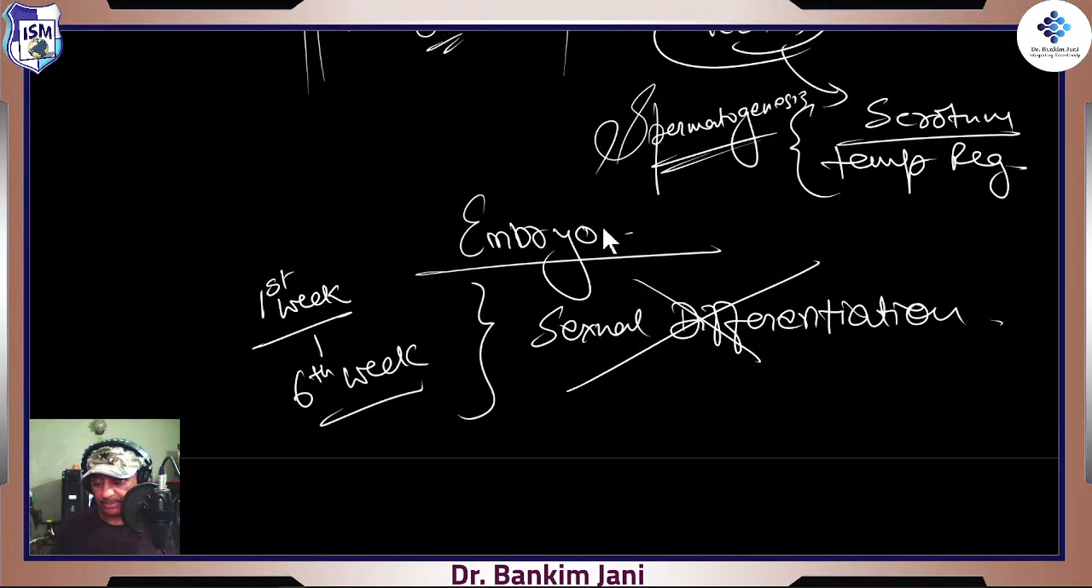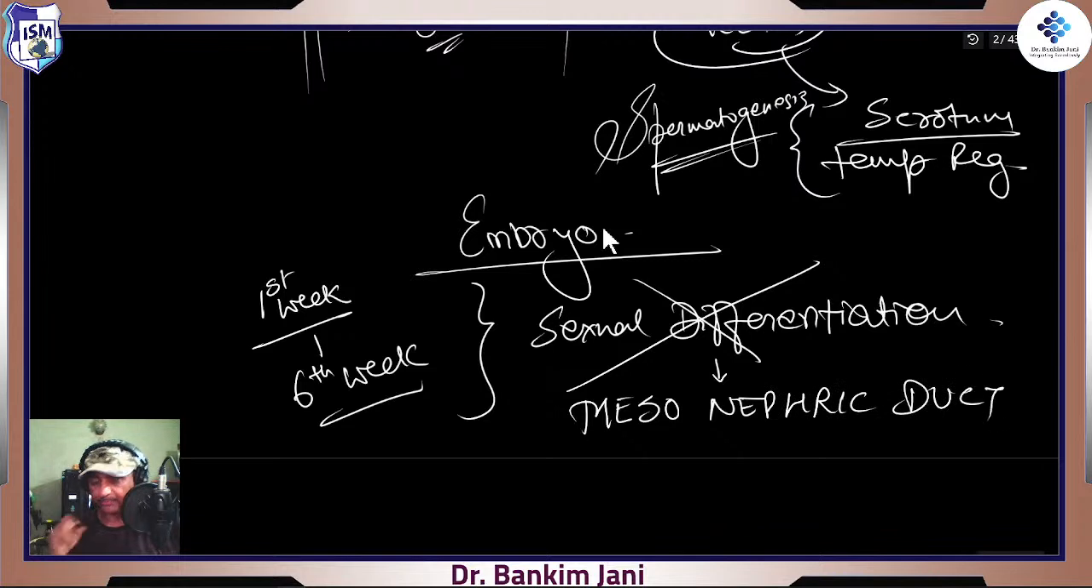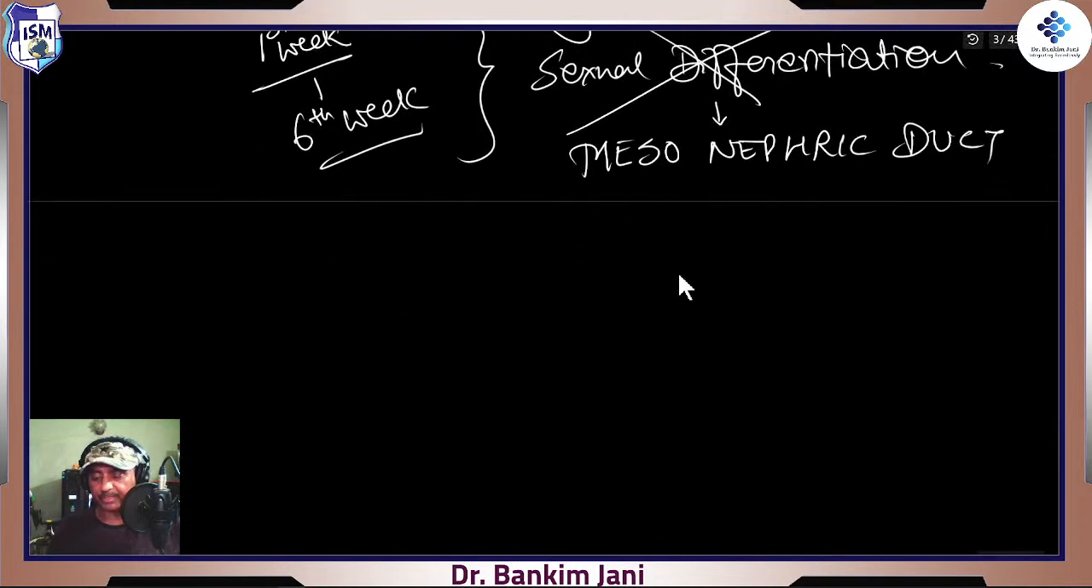It is because at this point of time, there is formation of one duct, and that is what is called the mesonephric duct. Okay, mesonephric duct. Remember this name. We'll be coming into its detail within a minute. But this mesonephric duct is also called the Wolfian duct.